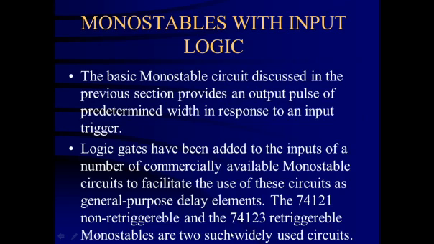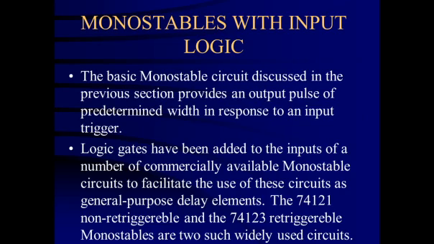Now you may have a question: what is the meaning of retriggerable and non-retriggerable? Once the circuit is triggered by the trigger pulse at pin number 2, it will go into the quasi-stable state. And once it is in the quasi-stable state, if you provide another trigger pulse, will it respond to that trigger pulse? If it is not responding, and it times out depending upon the value of R and C, and then it waits for the next trigger pulse to be triggered.